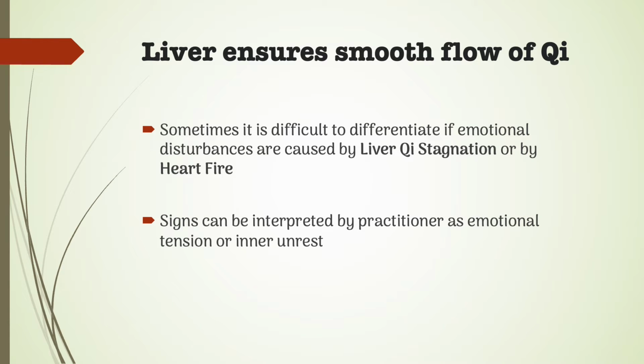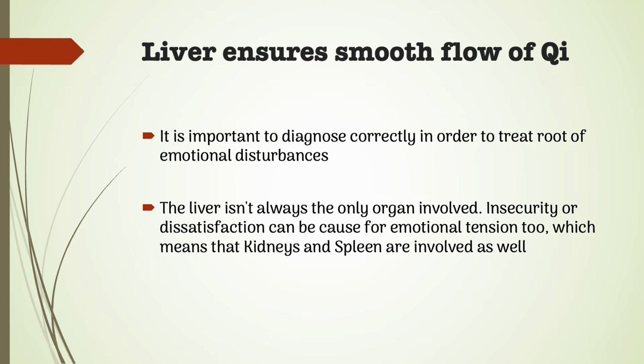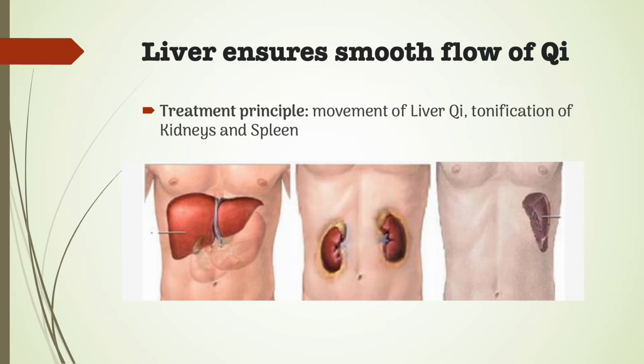Sometimes it is difficult to differentiate if emotional disturbances are caused by liver qi stagnation or by heart fire. Signs can be interpreted by the practitioner as emotional tension or inner unrest. It is important to diagnose correctly in order to treat the root of emotional disturbances. The liver isn't always the only organ involved. Insecurity or dissatisfaction can be a cause for emotional tension too, which means that the kidneys and spleen are involved as well. The treatment principle, therefore, involves movement of liver qi and tonification of the kidneys and spleen.